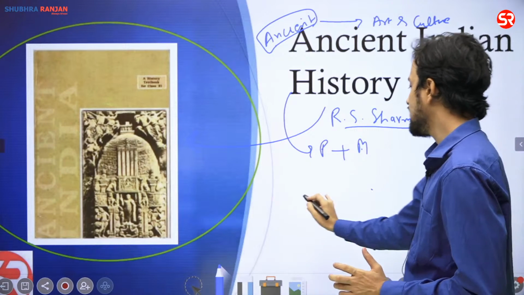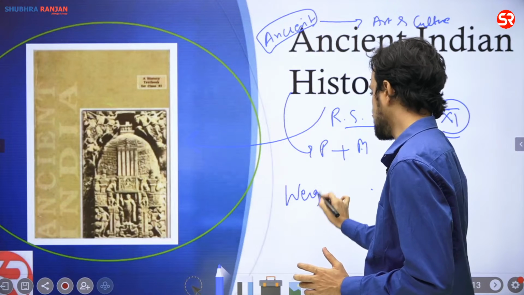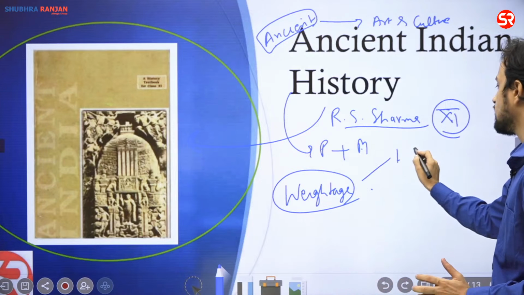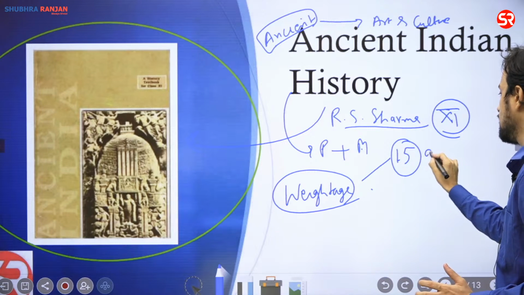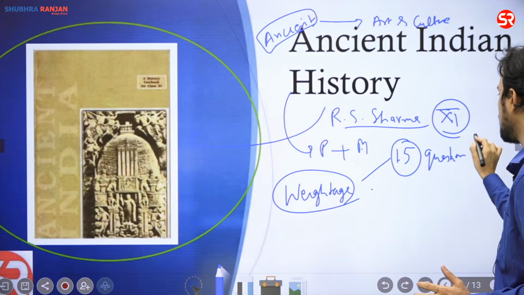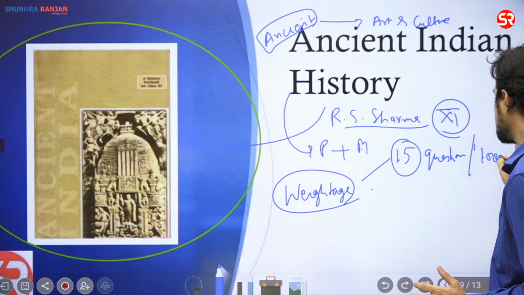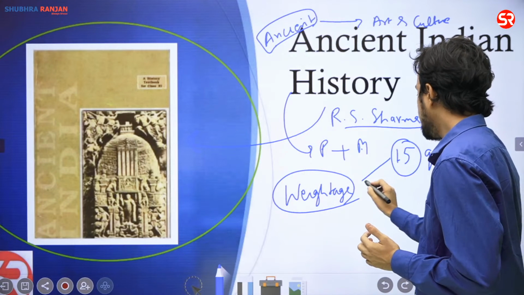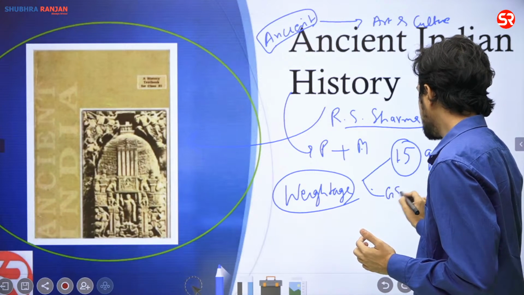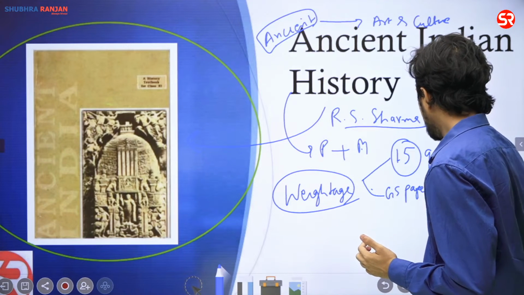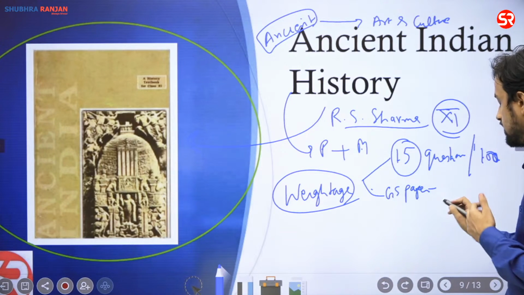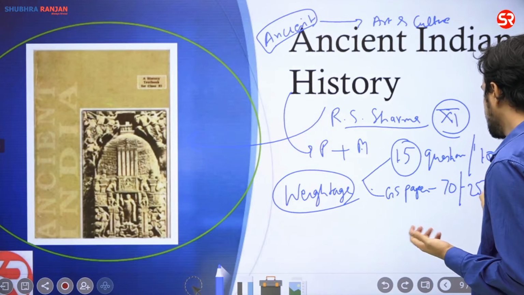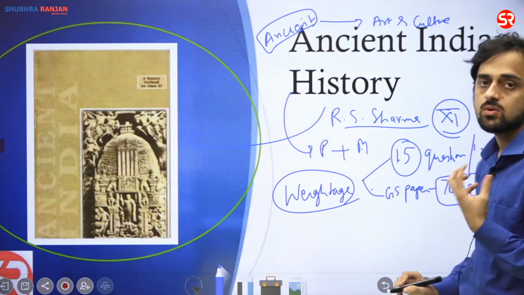Now let me tell you the weightage of the breakdown of history. It gives you roughly around 15 questions in the prelims examination out of 100. So out of the 100 questions of the GS paper, 15 questions come from the total of history. And in the mains examination in GS paper 1, history, art and culture, ancient, medieval, world history together give roughly around 70 to 80 marks out of 250.